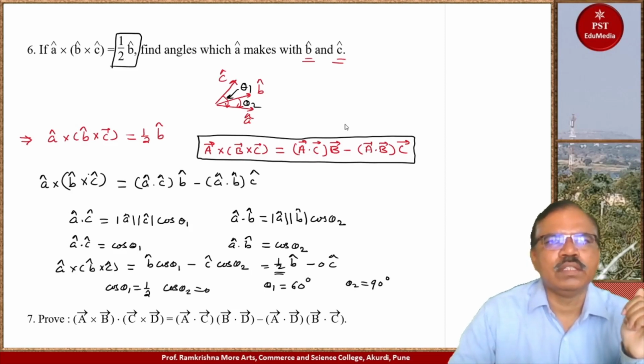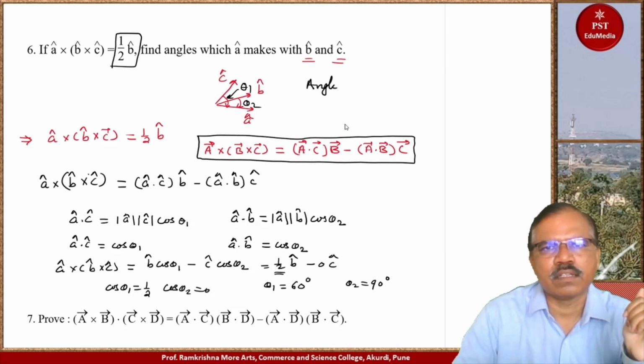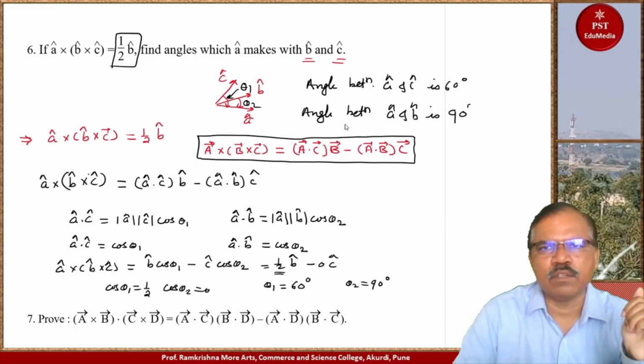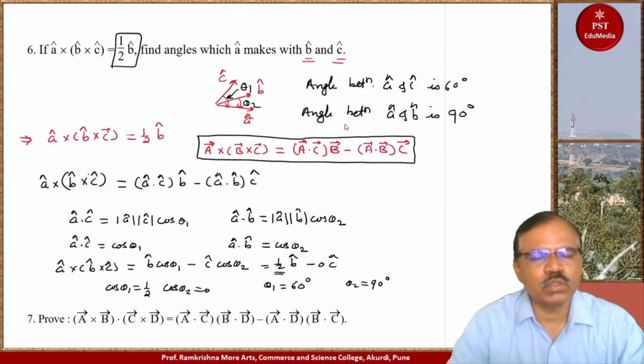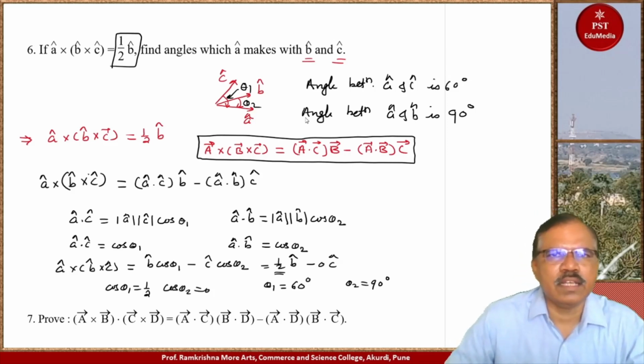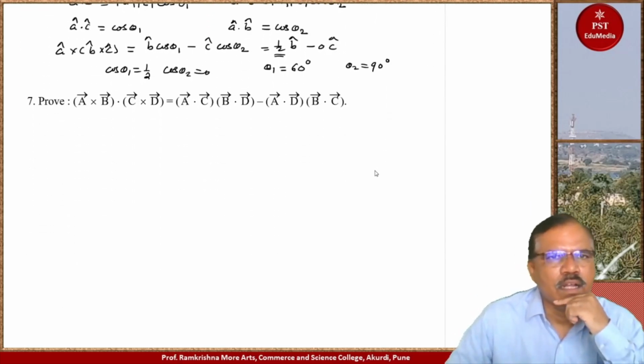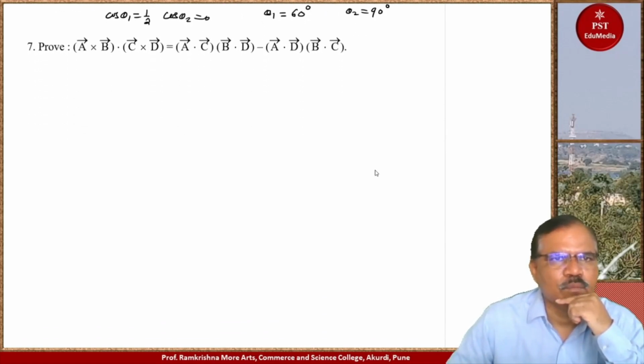Now what is theta 1? It is the angle between A and C. So we can write here the angle between A and C is 60 degree and the angle between A and B is 90 degree, which means they are perpendicular to each other. So in this way we have obtained the angles between A and B and A and C. Now we'll go to the next problem.